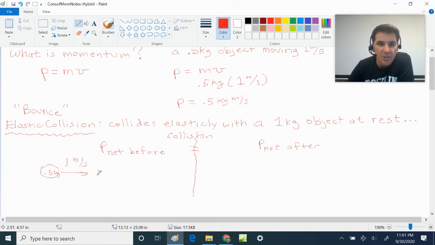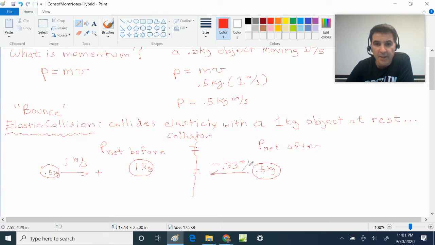And it is going to collide with another object, and this one is going to be 1 kilogram, and it has no velocity. Afterward, this object, the 0.5 kilogram object, is going to move backwards, as we saw, at a negative 0.33 meters per second.